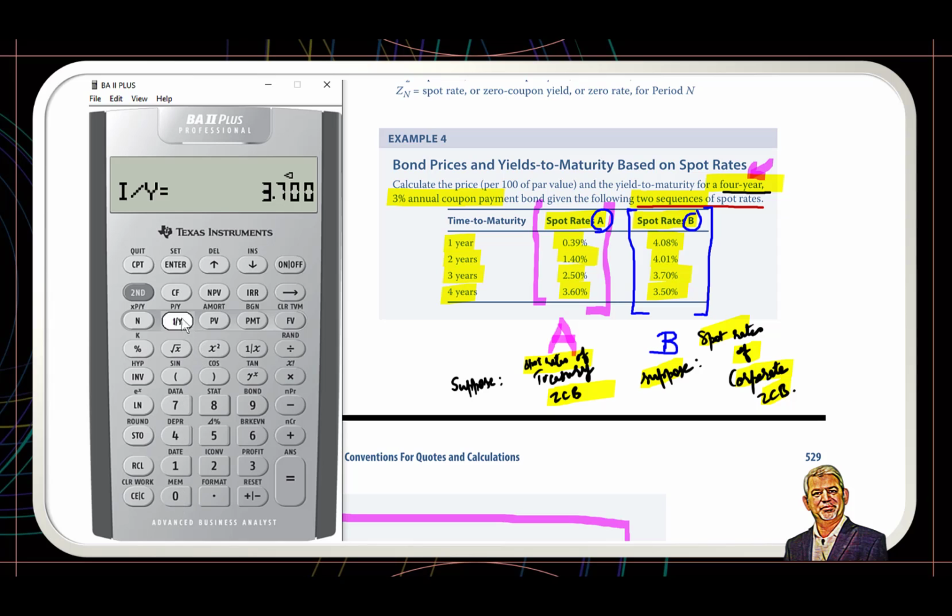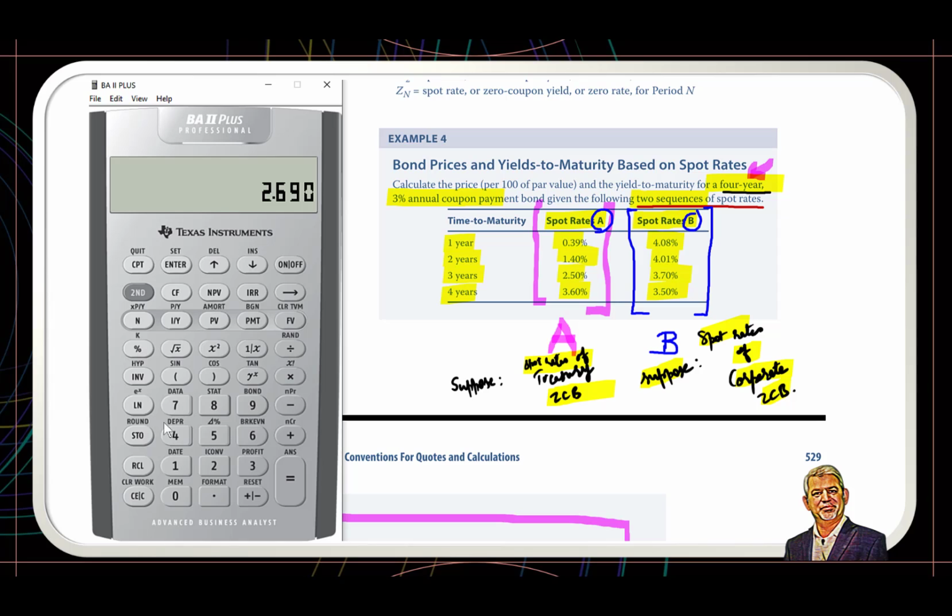Now use the third spot rate, which is 3.70. That is I/Y, 3 is future value, or face value I should say, and then 3 is N, and then compute present value. This time it comes out to be 2.690. So this is the discounted value of the third cash flow. We will make it positive.